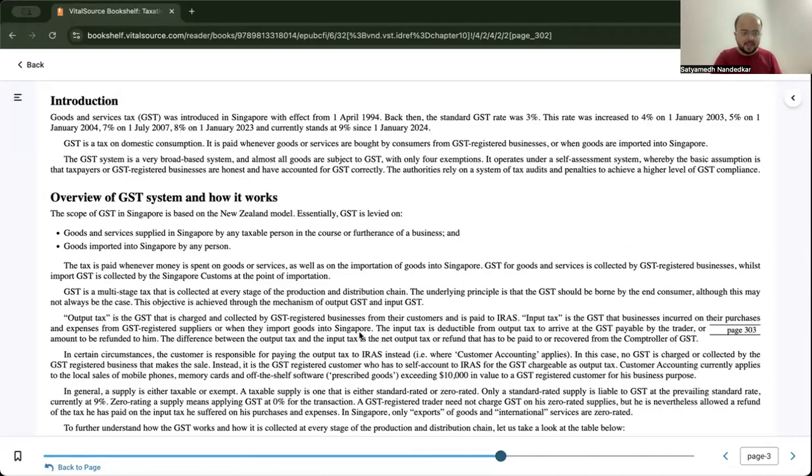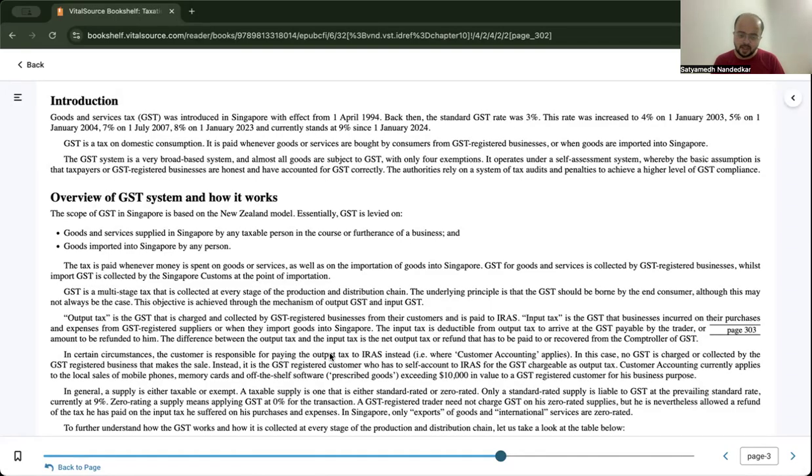Output tax is tax that is charged and collected by GST registered businesses from their customers and is paid to IRAS. Input tax is tax paid on purchases. The difference is the amount that you pay to the government. Now, if tax on sale is greater than tax on purchase, then you have to pay tax. On the other hand, if the amount of tax on sale is less than the amount of tax on purchase, then you can claim a recovery or refund from the comptroller of GST.